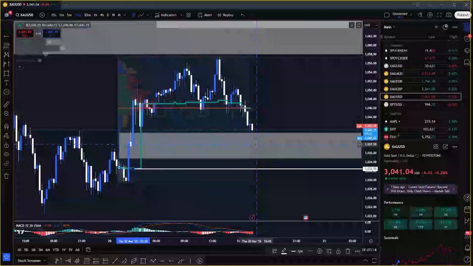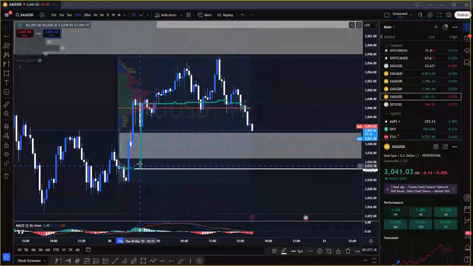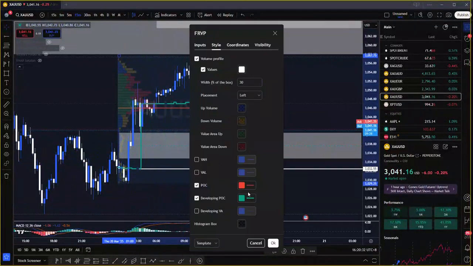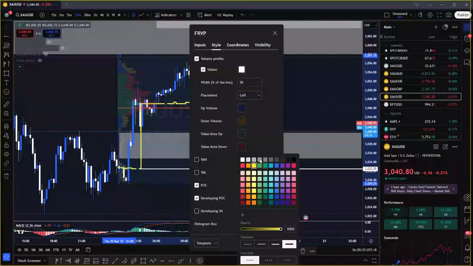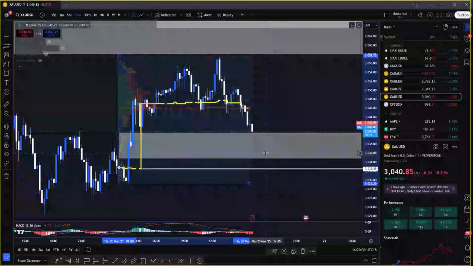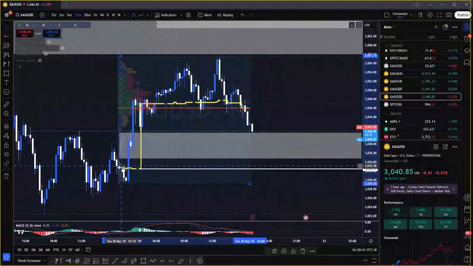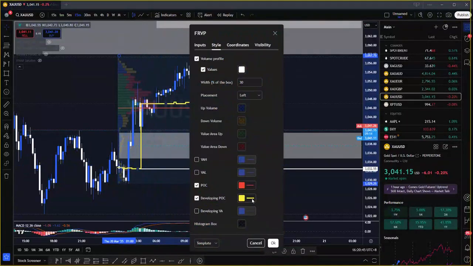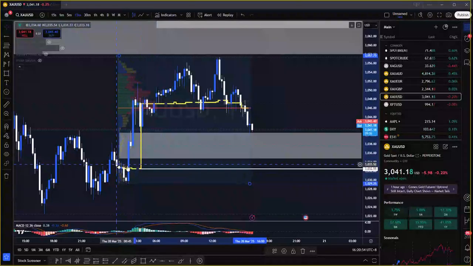Okay, the next thing you want to do is look at this green line here. Let me just highlight this in yellow. Okay, we will not trade without volume. So what we want to see is this yellow line, which is the developing POC, and the POC represents the point of control. So basically what it tells us is that from this time to this time, the majority of the volume was concentrated around this area here.